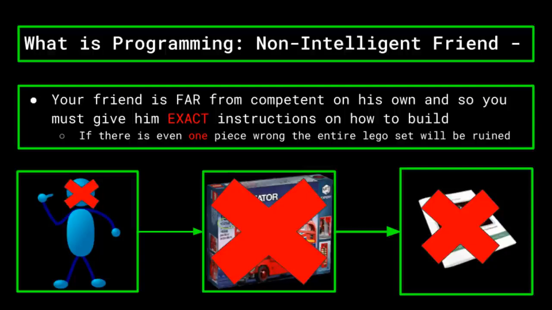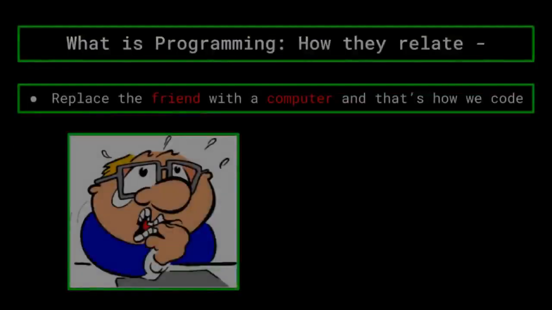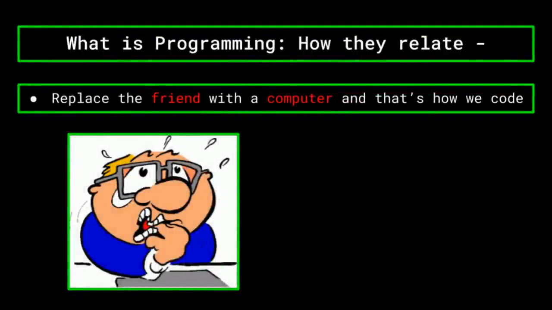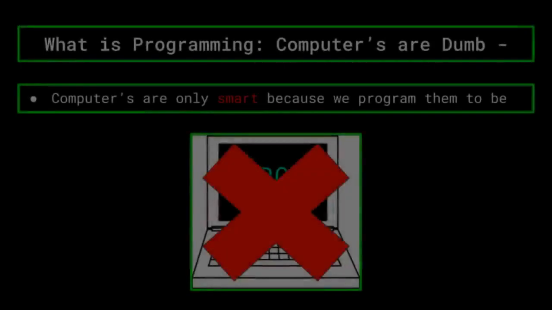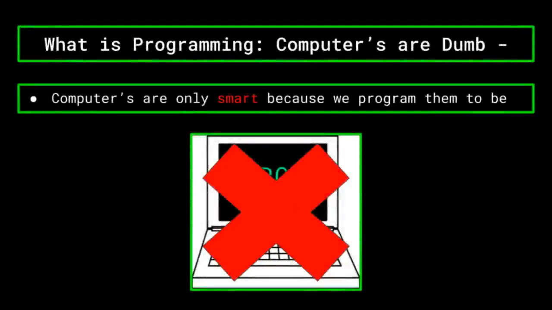Giving instructions to your friend is very similar to how programmers code. Instead of a less than intelligent friend, you have a less than intelligent computer. And instead of instructions on how to build a Lego set, we are feeding it information on how to complete a program, like a game or a web application. An important thing to note is that computers are actually very dumb. We built them up to be this super sophisticated piece of technology, when in actuality, a computer's main functionality comes from how we manipulate it to serve our needs.